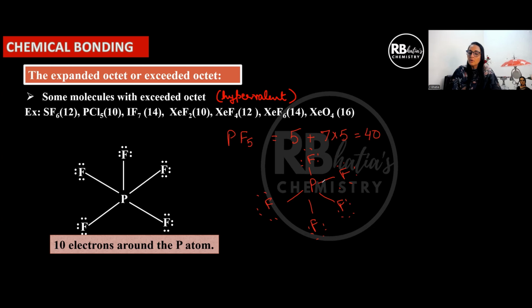Now, how many total gone? Each fluorine is showing 8 electrons around it. So 8 into 5, 40. All 40 gone, nothing left for the central atom.